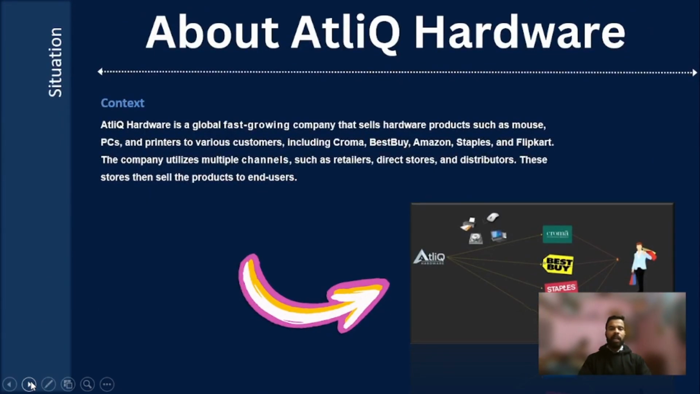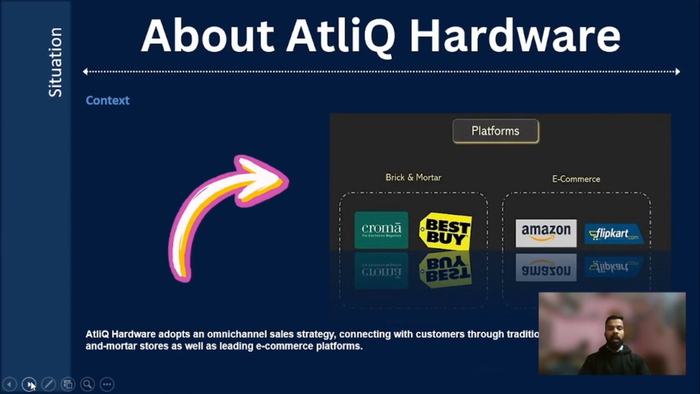Atlic Hardware is a global fast-growing company that sells hardware products such as mouse, PC, and printer to various customers, including Best Buy, Amazon, Staple, and Flipkart. The company utilizes multiple channels such as retailer, direct store, and distributor. Then these stores sell products to the end user. Atlic Hardware has also adopted an omni-channel sales strategy. That means it uses both platforms to sell its products, like brick and mortar and e-commerce.